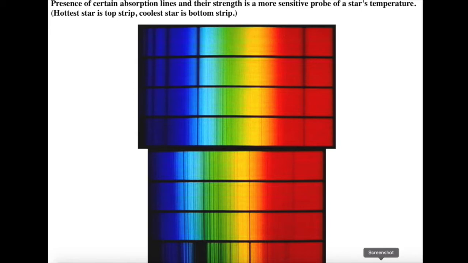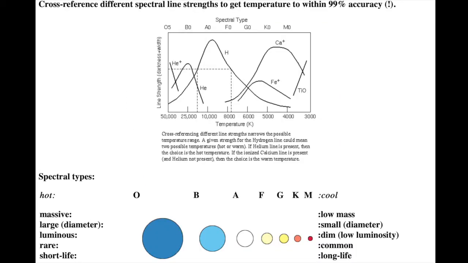The lecture slide and textbook go into a bit more detail about what's happening at the atomic level to make the absorption line strength of hydrogen change with temperature. Similar things happen for the other elements. When you cross-reference the spectral line strengths for all the different elements, ions, and molecules, you can derive the temperature of a star to within 99% or better accuracy.